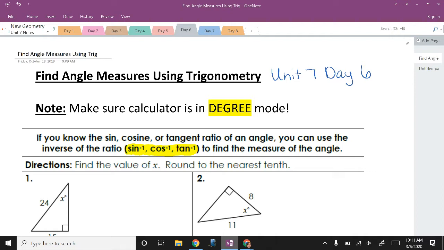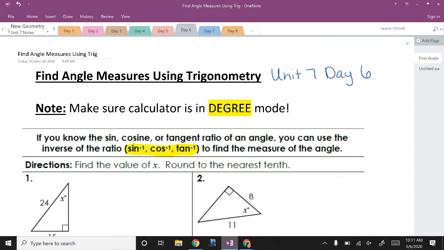SOHCAHTOA. And what does SOHCAHTOA tell us? Sine of an angle equals what? The length of the side opposite over the hypotenuse. That cosine of an angle is what ratio? Not opposite, adjacent side to that angle over the hypotenuse. And tangent of an angle is the opposite side over the adjacent side. So we're still going to be using those today.